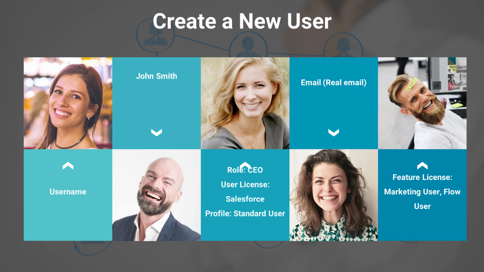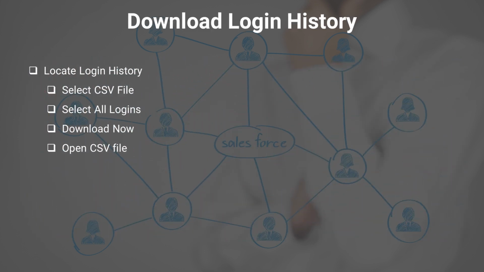And for feature licenses, let's go ahead and click the checkbox for marketing user and flow user. Make sure to click the checkbox for generate new password and notify user immediately, and then go ahead and click Save. Now we'll move on to the second learning activity, where we will practice downloading the login history. Enter login history in the quick find box.